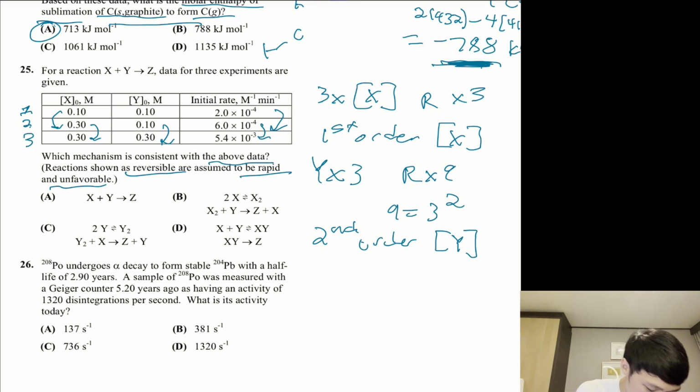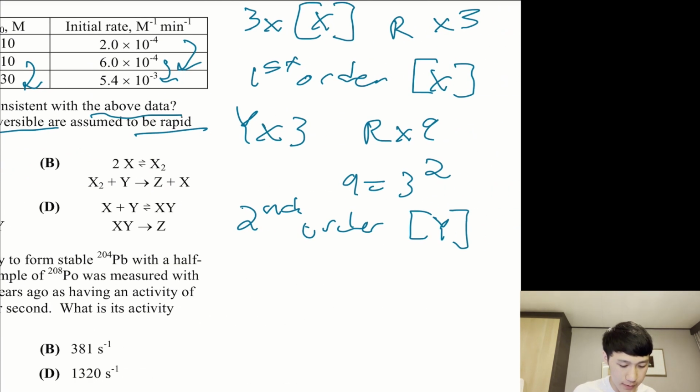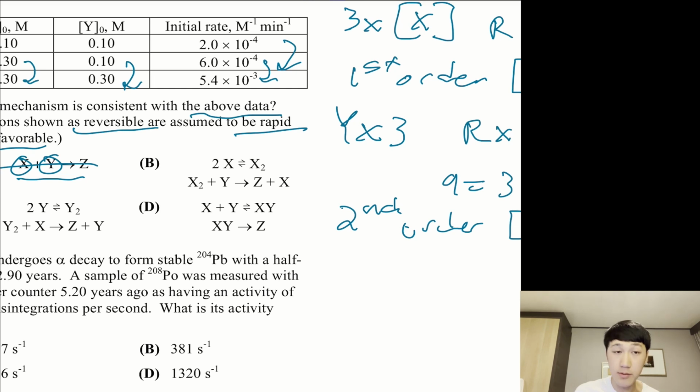So for the first step, X plus Y yields Z. There's only one step, so that's going to be the rate determining step. And that predicts first order in X and first order in Y. So this is clearly not correct because that doesn't match the first order in X and second order in Y that we expect. So that's not right.